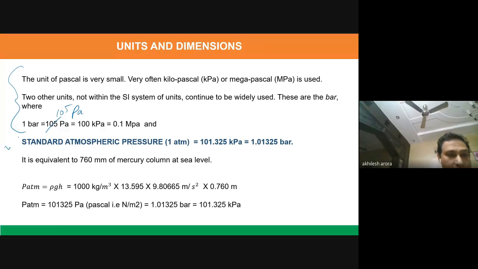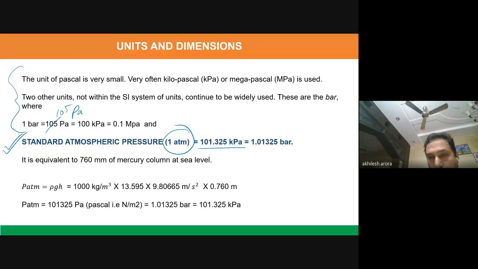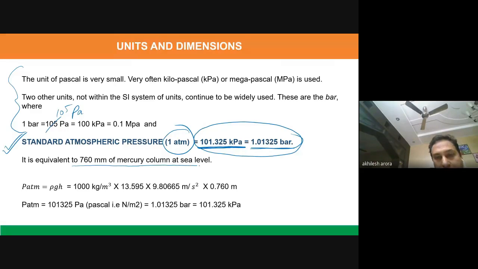Now this is very, very important. Standard atmospheric pressure means the pressure which is acting on us, and that value is 1 atmosphere. 1 atmosphere is the pressure exerted by the air on us or on the earth. It is equal to 101.325 kilopascal, which is also equal to 1.01325 bar. You have to remember this value. You have to mug up this value. Nobody is going to tell you the value of 1 atmosphere if it comes in the question. You should remember it. And it is equivalent to 760 millimeter of mercury column at sea level.